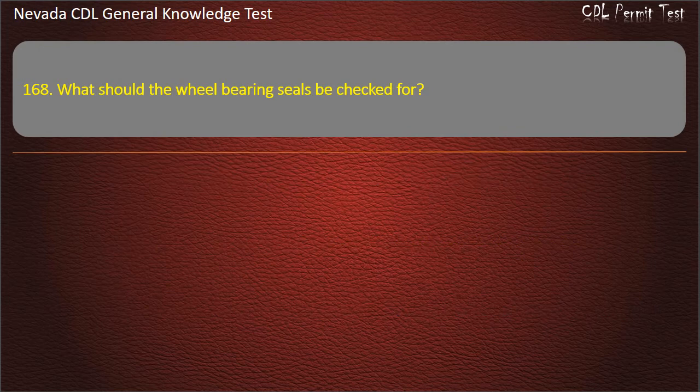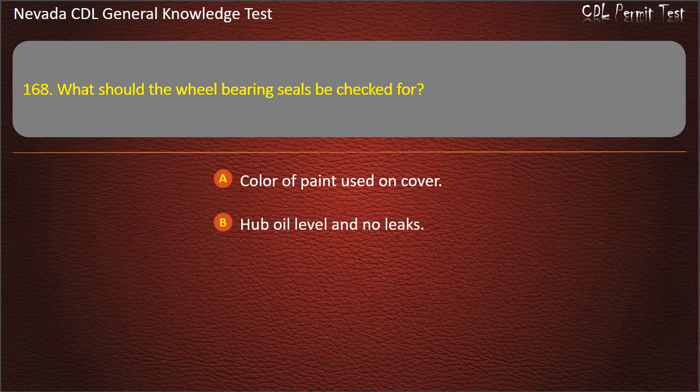Question 168. What should the wheel bearing seals be checked for? Color of paint used on cover. Hub oil level and no leaks. Cleanliness. Answer. Hub oil level and no leaks.